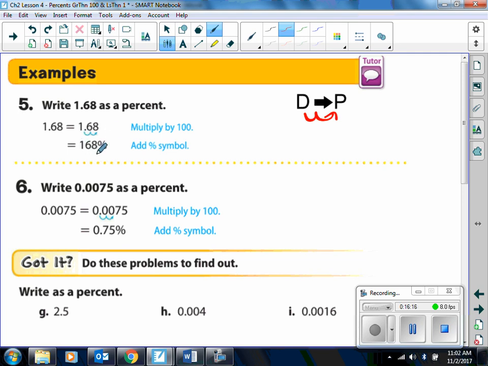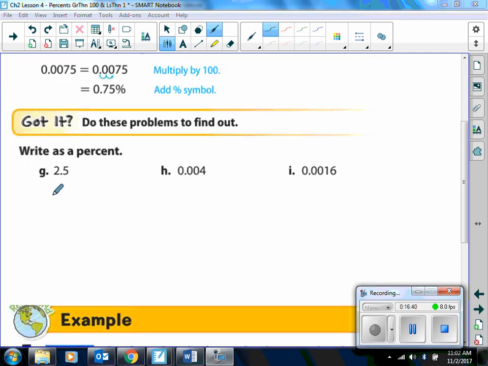Simple as that. Down here, and again, it doesn't matter where the decimal is, you need to move it 2 places. Got it? So here we have 0.0075. We're going to write that as a percent. So that decimal gets moved 2 places to the right, and we end up with 0.75%.